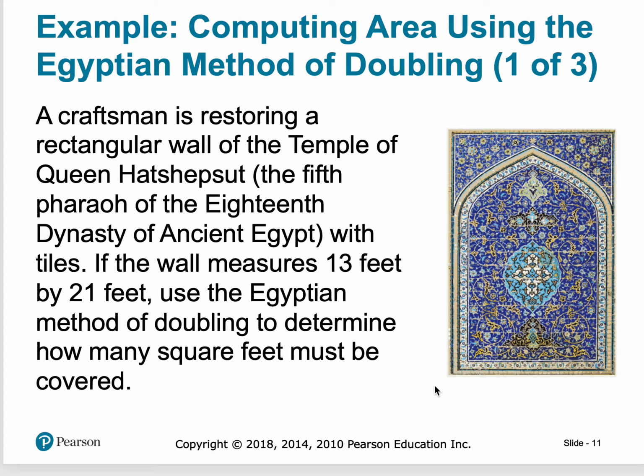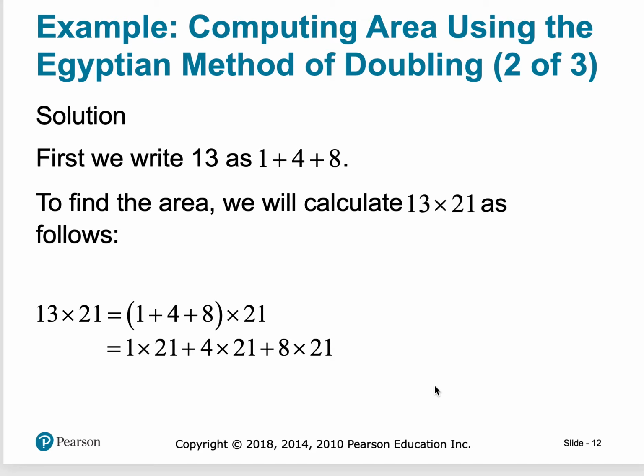And if the wall was 13 feet by 21 feet, so 13 feet wide, 21 feet tall, use the method of doubling to determine how many square feet must be covered. Well, what does doubling look like? Well, 13 would be 2 to the 0 plus 2 to the 2 plus 2 to the 3. That equals 13. So to find that area, we would calculate 13 times 21 by taking that breakdown of powers of 2 for 13 and multiplying that by 21.